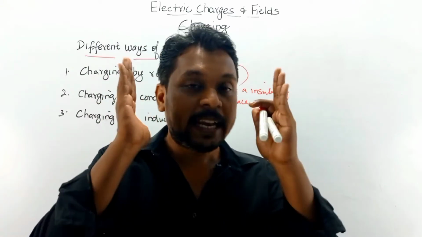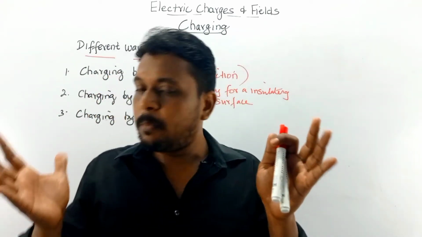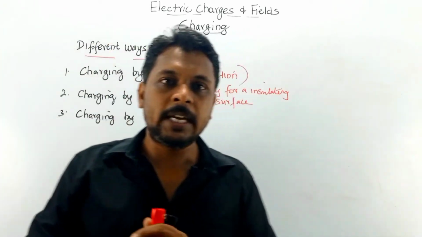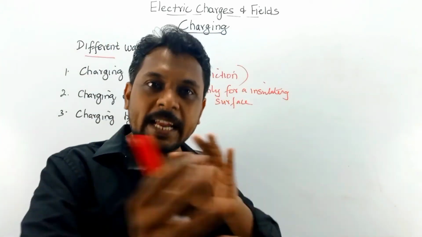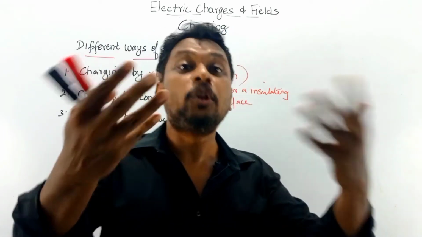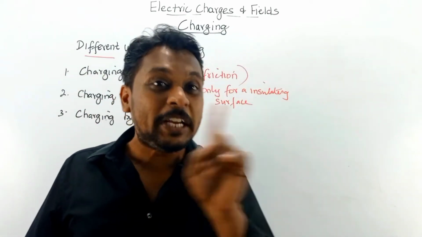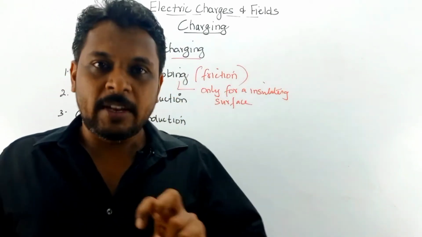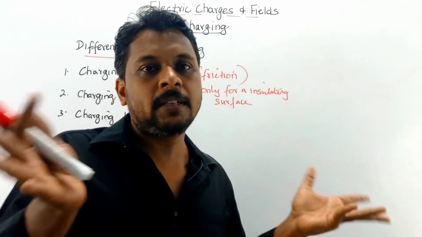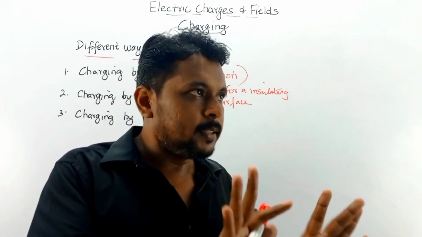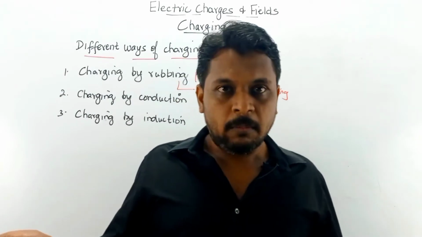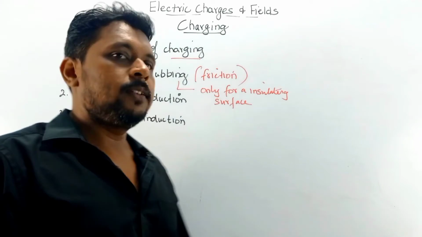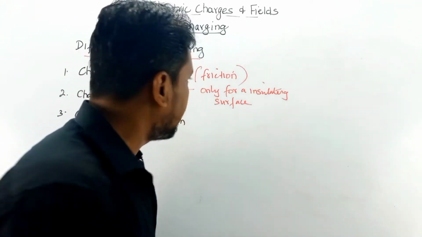Because in the case of a conducting surface, when one zone of a conductor is being charged and charge is accumulated in one part, the other parts will rearrange themselves to make the object neutral, because the charges are free to move in a conductor. But in an insulator, when charges are accumulated in one part, they are not free to move. They just sit as they are, so there is no process of moving. So charging by rubbing can be done only for an insulating surface, not for a conducting surface.